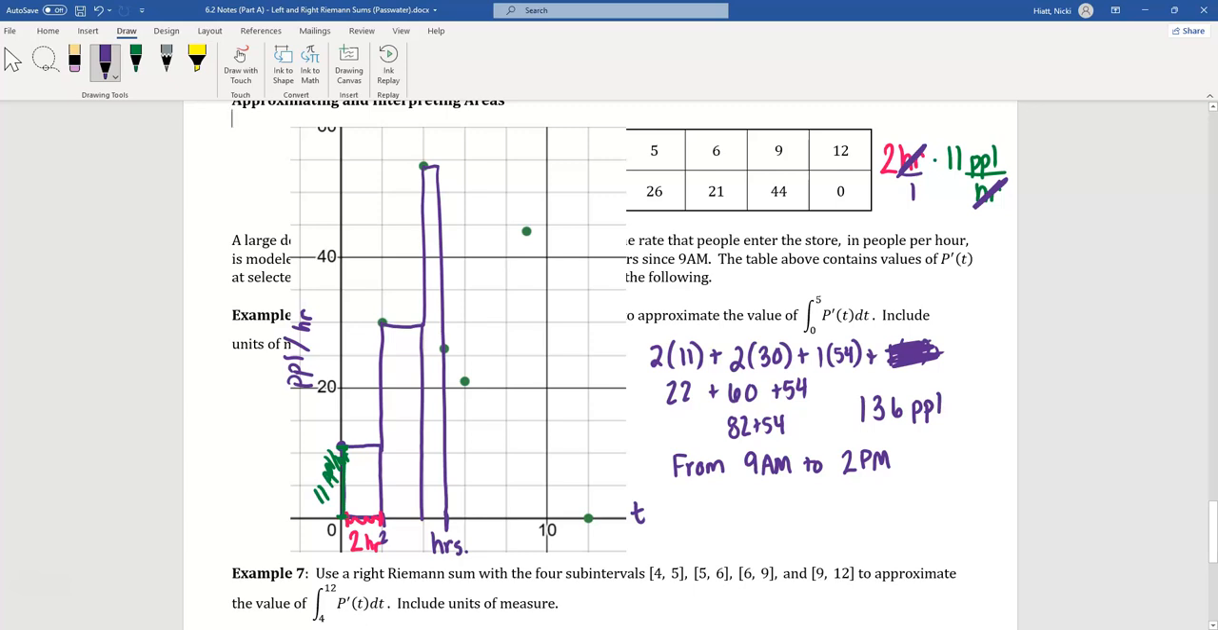So from 9 a.m. to 2 p.m., what has happened in the store? Correct. 136 people enter the store.